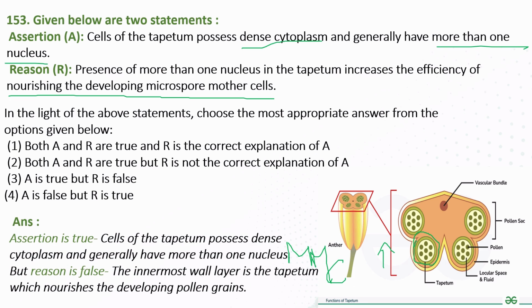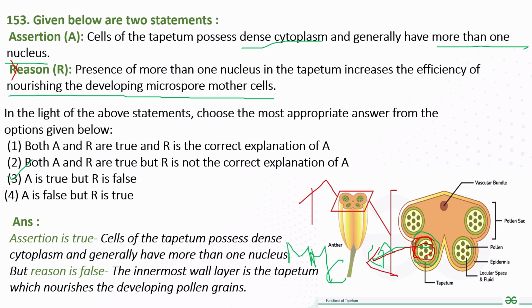We know that the nuclei do not help in the development of the microspore mother cells. The innermost layer of the tapetum, as I'm drawing here, supplies the nutrients to the microspore mother cells so that they can grow easily. So here the nuclei do not play any role. That's why the reason is wrong. According to the question, the assertion is right and the reason is wrong. So the third option is right.